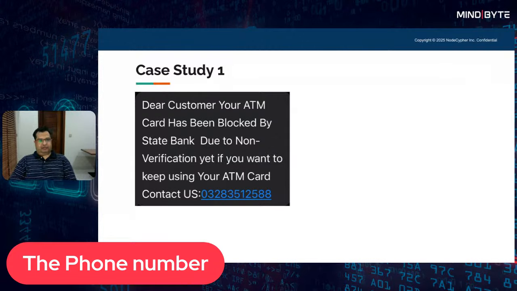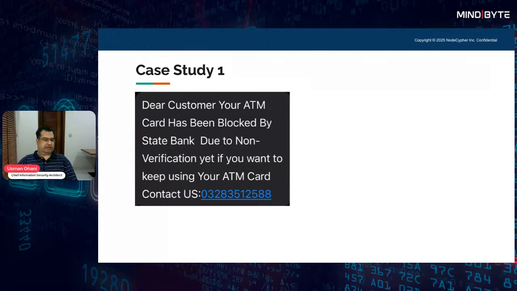Okay, the phone number. Very good, very good. Because a bank or a financial institution would not give you a direct phone number. The other one is the ATM card has been blocked by State Bank. State Bank does not block your ATM cards. So that right away is a giveaway. Why would State Bank be calling you from a simple cellular number to block your ATM card? So there you have it.